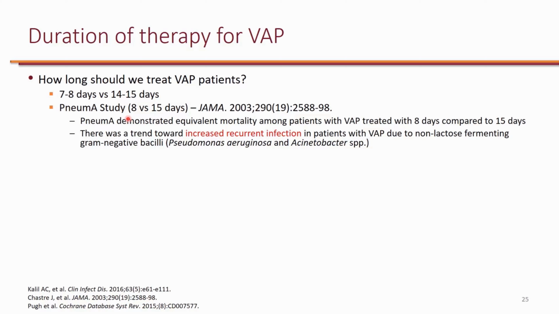And it was primarily due to the Chastre study, which was published in JAMA in 2003, which looked at 8 days of treatment versus 15 days of treatment. What they found was that there was actually no difference in mortality between the two groups, whether the patient received 8 days of treatment or 15 days of treatment. However, when they did subgroup analysis, in the group of patients who had VAP due to non-lactose fermenting organisms such as Pseudomonas and Acinetobacter, there was increased recurrent infection in the group of patients who received 8 days of treatment. Because of that, we started to treat patients who had VAP due to Pseudomonas or Acinetobacter for 14 days.